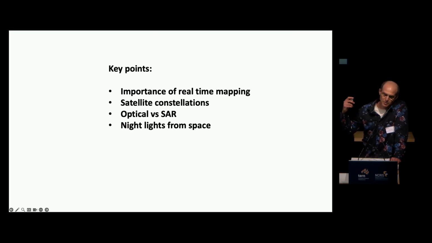So key points: importance of real-time mapping. We need a constellation of satellites. We used the Planet Optical and Capella SAR. And I think it's very important for Australia to have its own satellites. So in times of crisis like the Black Summer or flooding, Australia can direct its own satellite to where it's needed and won't be dependent on other countries. In our case, Optical worked better than SAR, but Optical, of course, cannot penetrate clouds. And night lights are a great indicator of human activity.